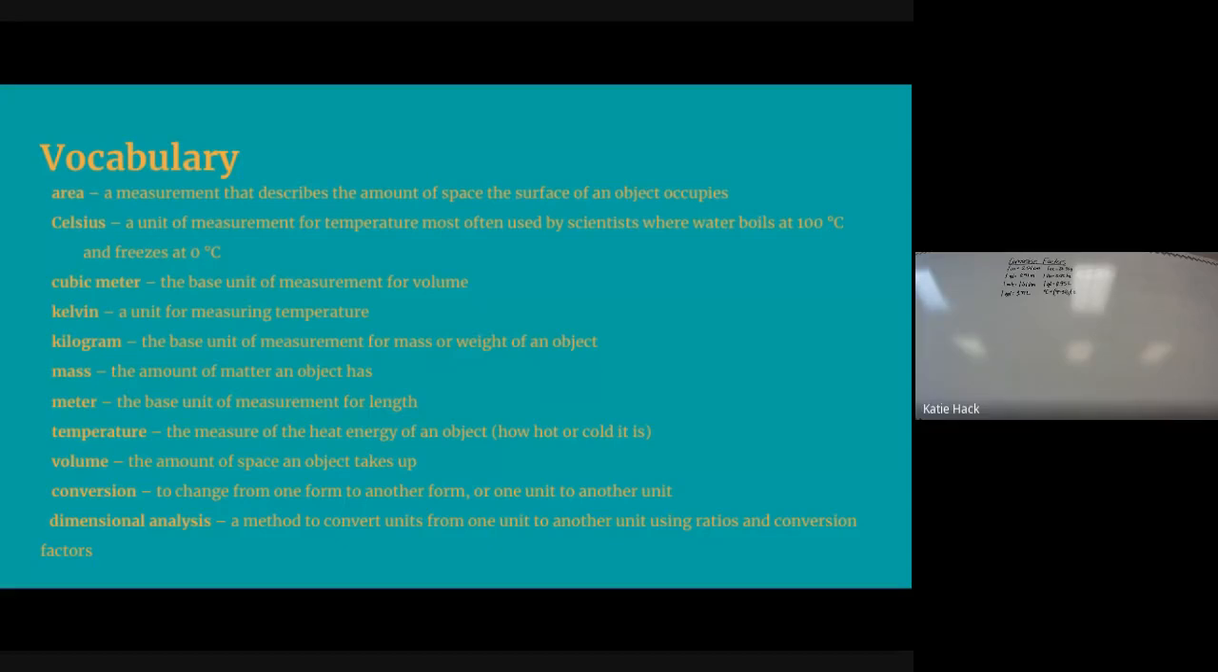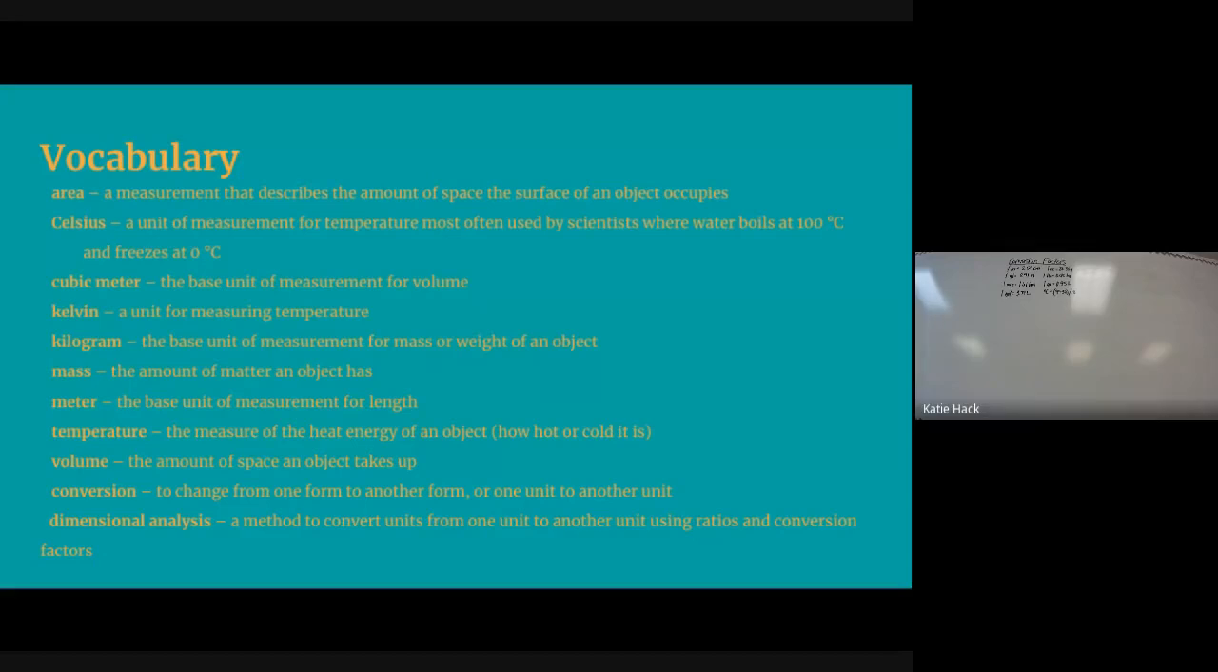Now keep that one in mind, because when we talk about weight, we're not talking about the amount of matter, we're talking about the mass times the gravity, okay? So weight is dependent on gravity where mass is not. The meter is going to be the base unit of measurement for length.